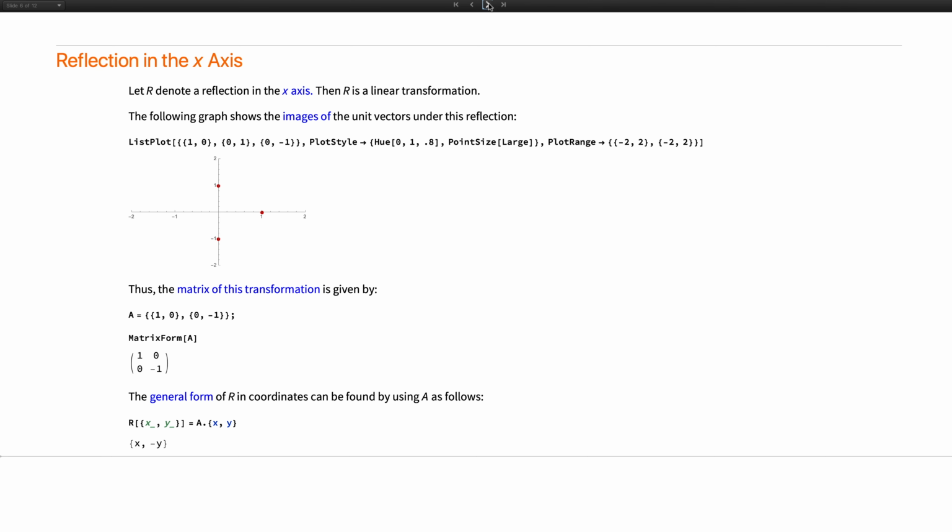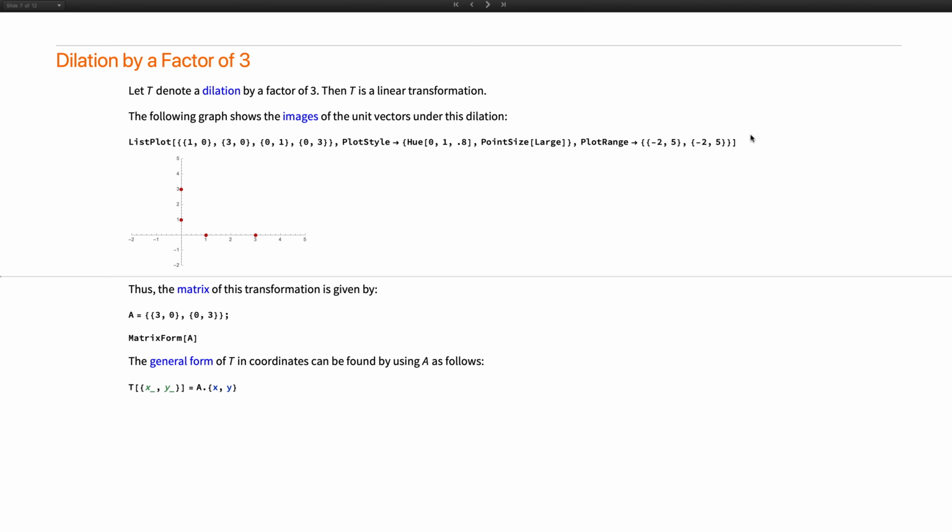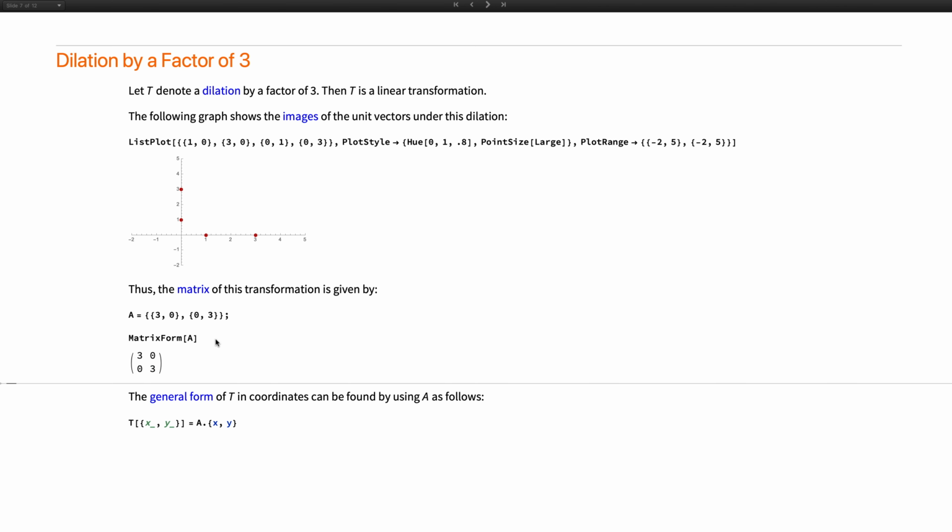For a second example, we talk about dilation by a factor of 3. Here's a picture showing what's happening. The vector (1, 0) gets dilated to the vector (3, 0), and (0, 1) goes to (0, 3). So here's the matrix. The first column is (3, 0), the next one is (0, 3). And then if you do a dot product, you get back the actual transformation (3x, 3y), which looks right.